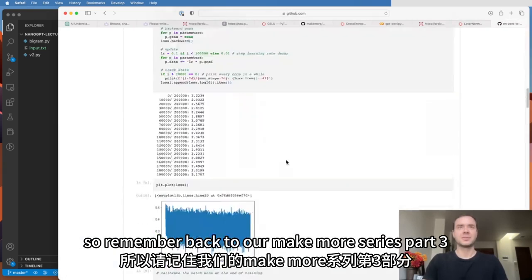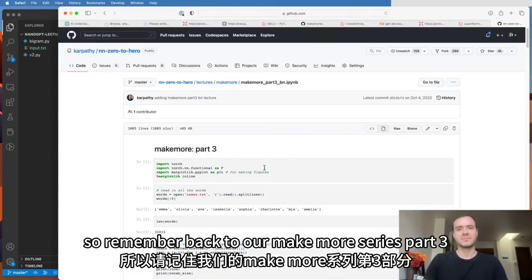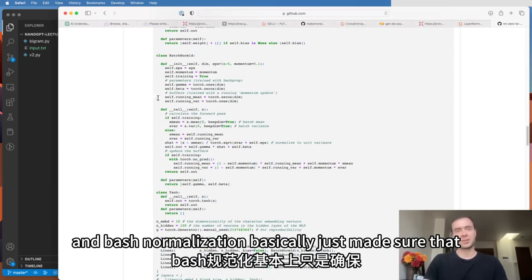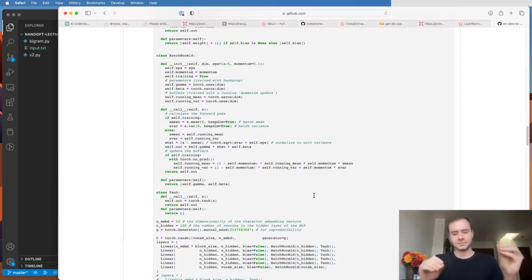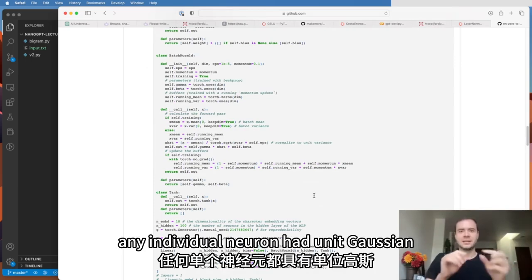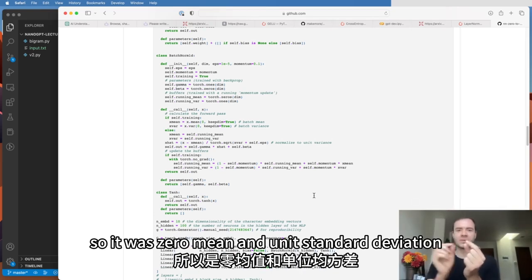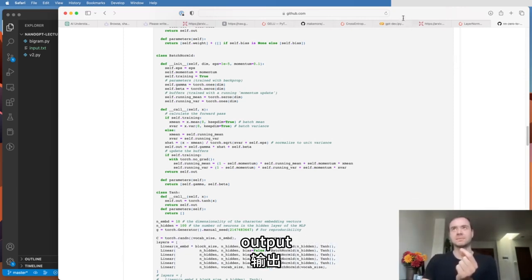And layer norm is very, very similar to batch norm. So remember back to our Make More series part 3. We implemented batch normalization. And batch normalization basically just made sure that across the batch dimension, any individual neuron had unit Gaussian distribution. So it was 0 mean and unit standard deviation, 1 standard deviation output.